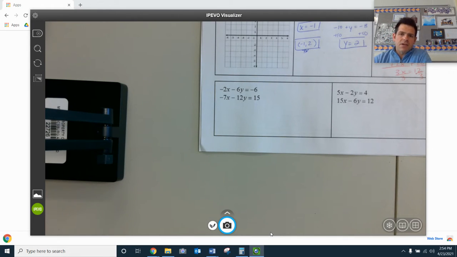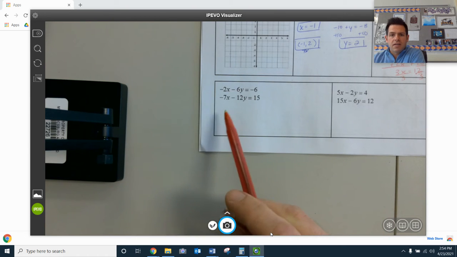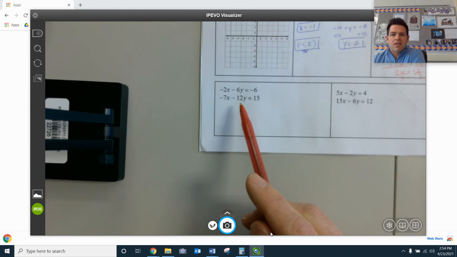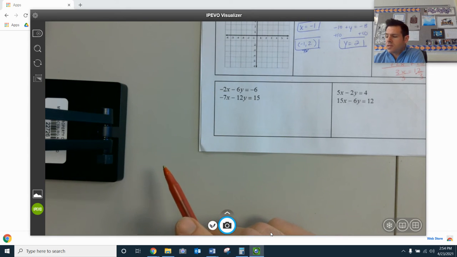Both equations are in standard form, which means the x and the y value are on the same exact side with one another for both equations. Here I'm taking a look at this one down here. Negative 2x minus 6y is equal to negative 6. Negative 7x minus 12y is equal to 15 is my other equation.